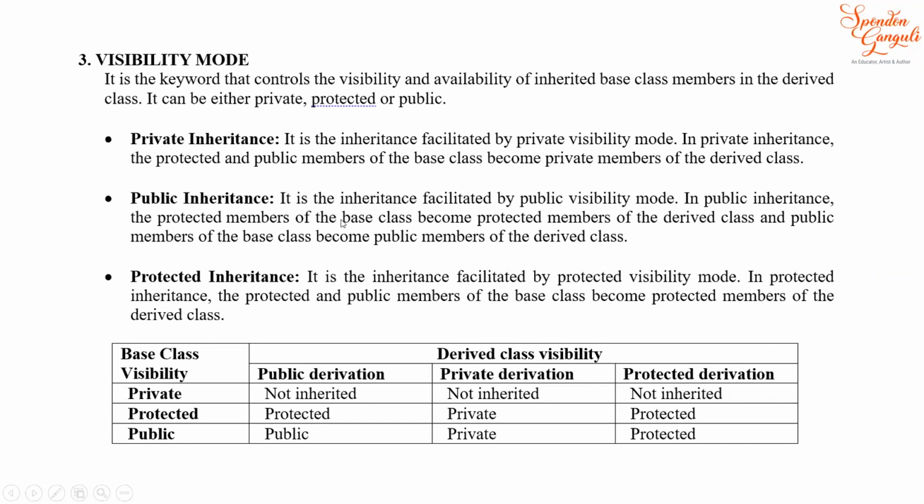Then public inheritance, it is accepted globally. In this inheritance, the visibility is public. That is, in public inheritance, the protected member of the base class becomes a protected member of the derived class, and the public member of the base class becomes a public member of the derived class. And protected inheritance, in protected inheritance, protected and public members both become protected members of the derived class.